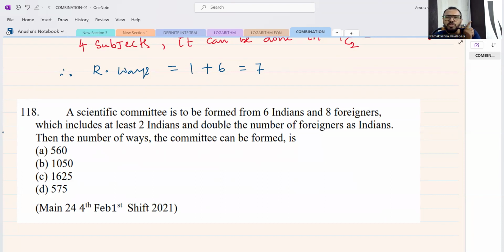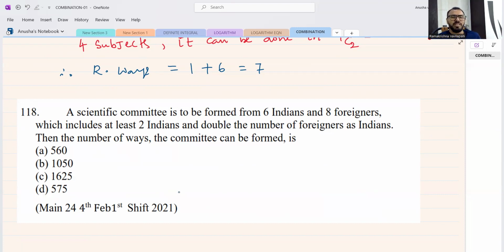So here you have to include at least 2 Indians, which means you can include 2 Indians, 3 Indians, or 4 Indians at maximum. Why? You have to select the number of foreigners as double the Indians. If you select 2 Indians, you have to select 4 foreigners. If you select 3 Indians, you have to select 6 foreigners. If you select 4 Indians, you have to select 8 foreigners. You cannot select more than 4 Indians.